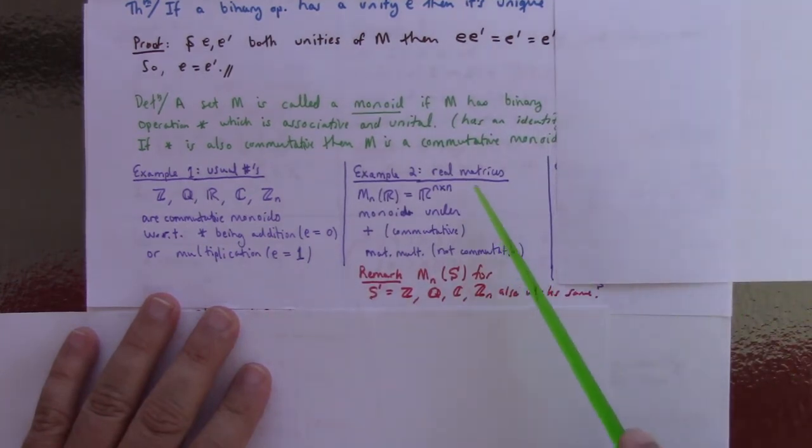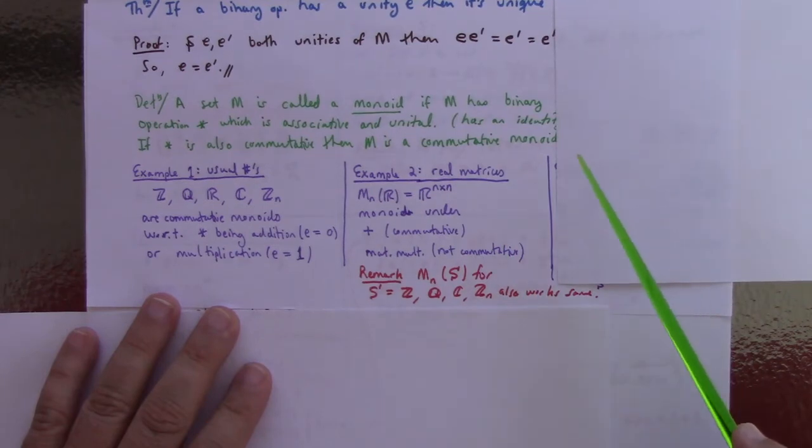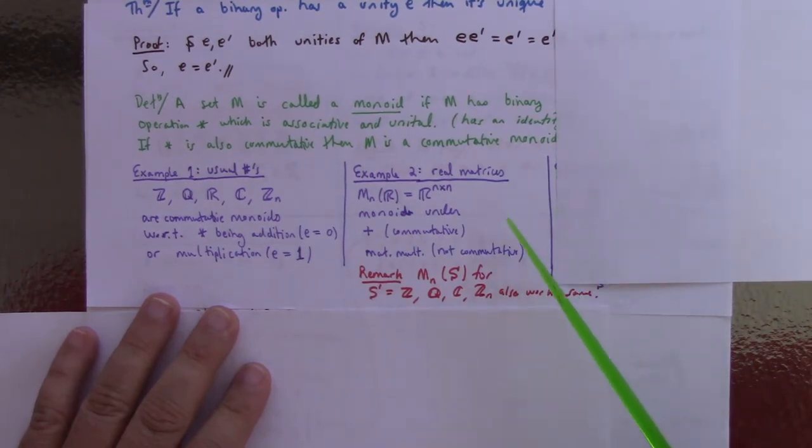All right, so next example. If we take real matrices, Nicholson is fond of using real matrices as an example. N by n real matrices are monoids. It's a monoid under either addition or matrix multiplication. For addition, of course, the identity is the 0 matrix. For matrix multiplication, the identity is the identity matrix, right?